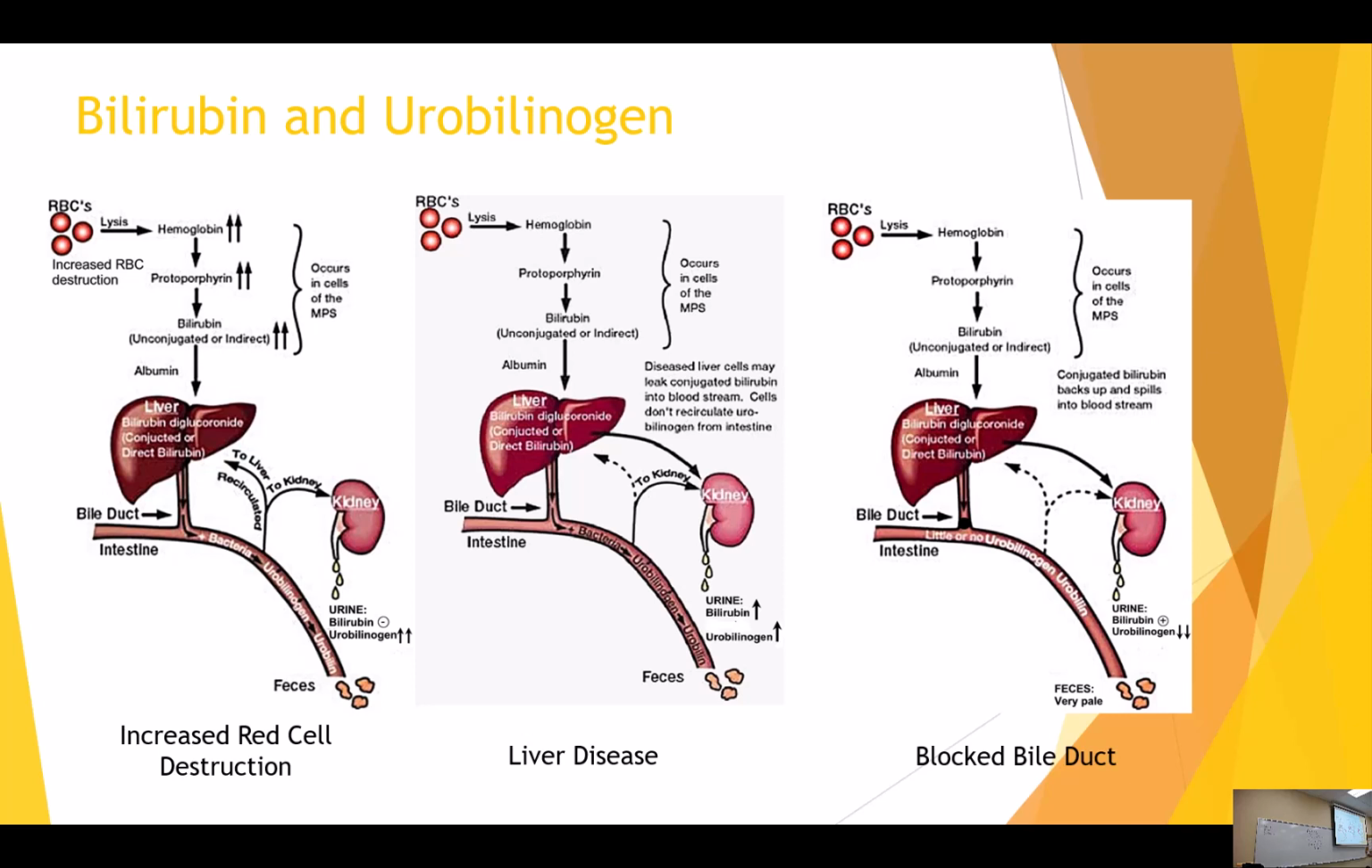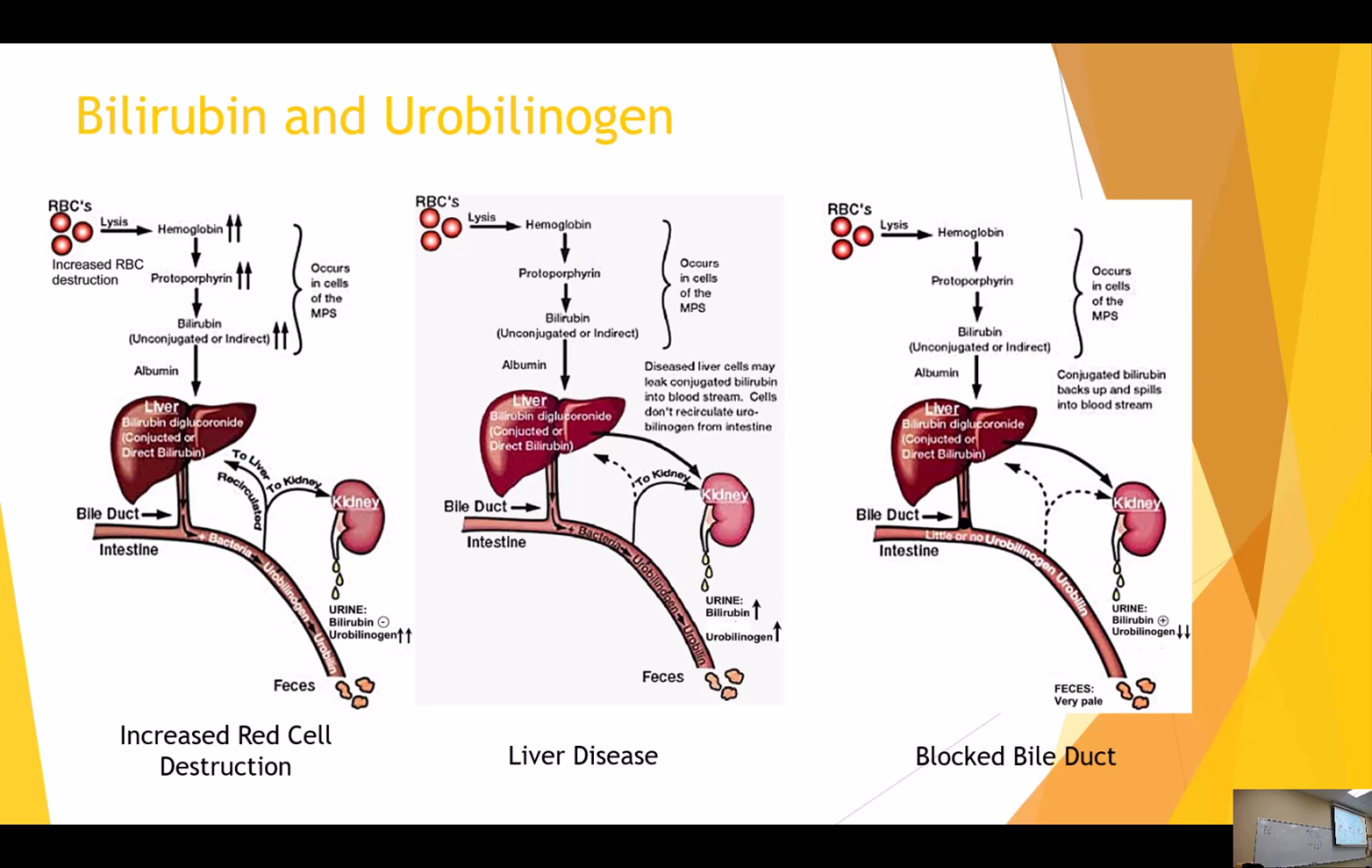Where we see increased red cell destruction, there is more urobilinogen being produced in the intestines. So therefore, about 10% is a higher amount. So that higher amount of urobilinogen gets recirculated to the liver and to the kidney, where the bilirubin is still negative, but the urobilinogen is elevated. So in increased red cell destruction, we expect to see a negative bilirubin and an elevated urobilinogen.